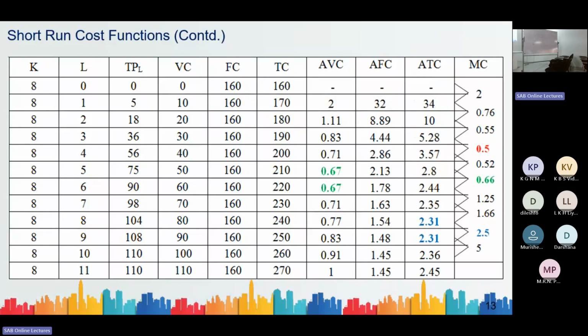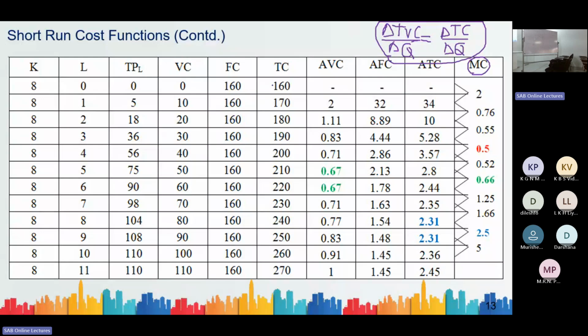And next we can calculate the marginal cost. It is change in total cost divided by change in output. Or else we can calculate the same with this formula, change in total variable cost divided by change in output. Both formulas will give the same answers for marginal cost.